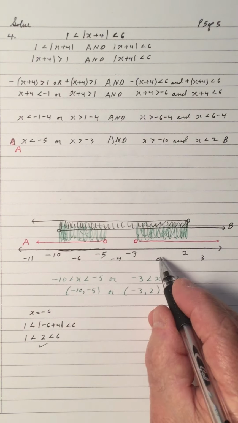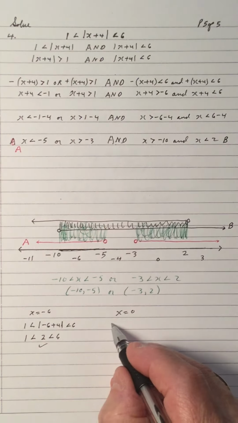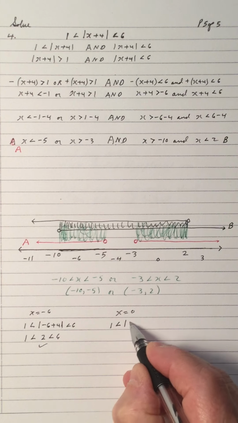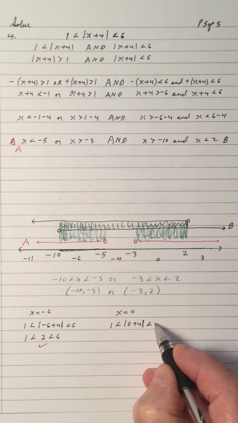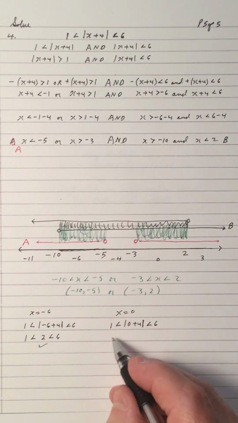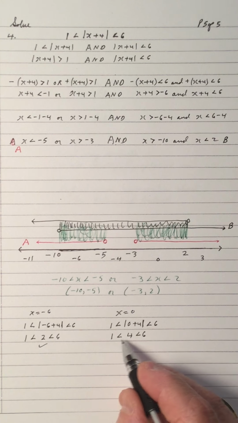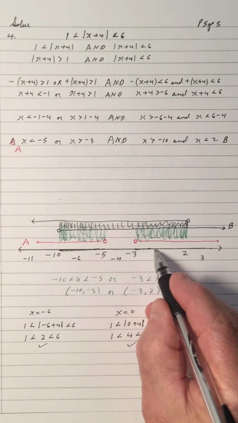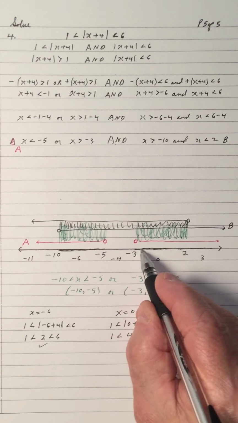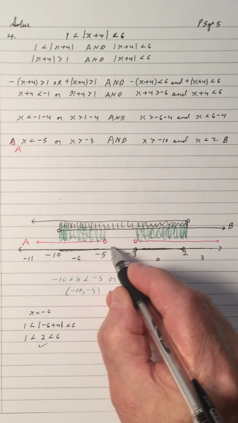And we also look at x equals 0, and sub 0 in here. 1 less than the absolute value of 0 plus 4, less than 6. So I put a 0 in here, and 0 plus 4 is 4. The absolute value of 4 is 4. So 1 is less than 4, less than 6. That's true. So again, just to illustrate, these are the ones that make it true. This interval here, remember, is hollow, no equal signs.